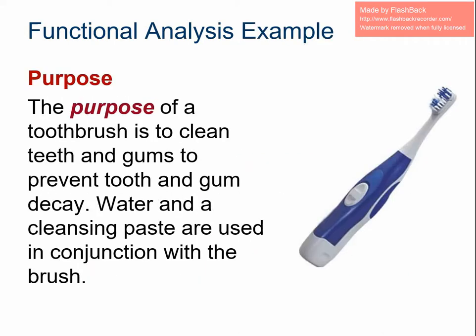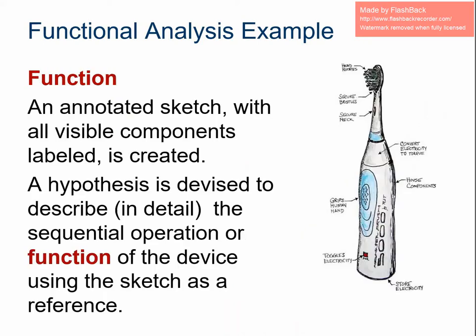Well, that's okay. So let's look at something very simple that hopefully you're all familiar with. The toothbrush. It's been around for a minute or two. A lot of them are electric. Mine is. So the purpose of a toothbrush is to clean teeth and gums to prevent tooth and gum decay. Water and cleansing paste are used in conjunction with the brush. Cleansing paste is toothpaste, so we don't get any confusion there.